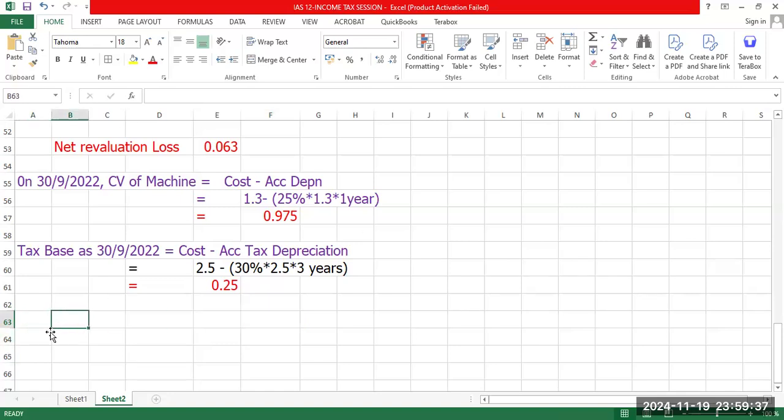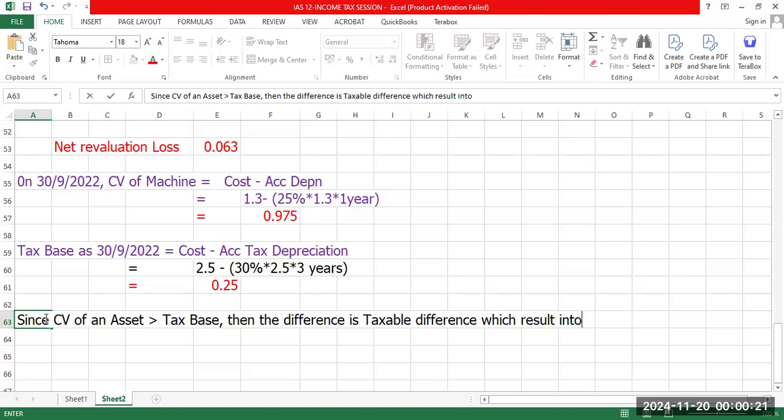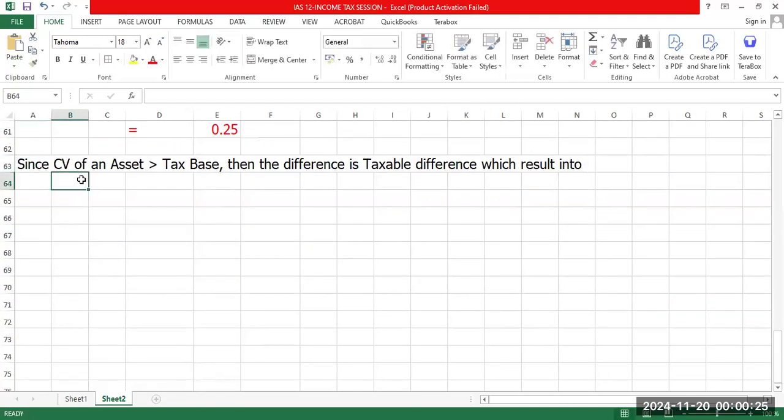Okay. So since the carrying value is greater than the tax base, this is the carrying value of an asset, not a liability. If it is a liability, it makes a difference. Then the difference is the taxable difference, which results into what? A deferred tax liability.